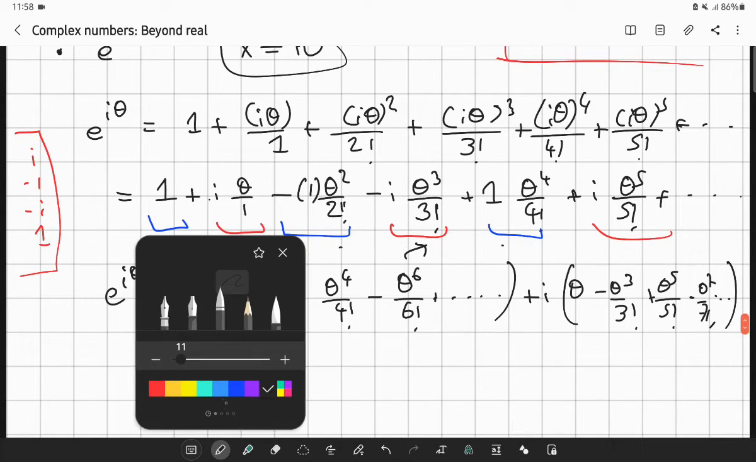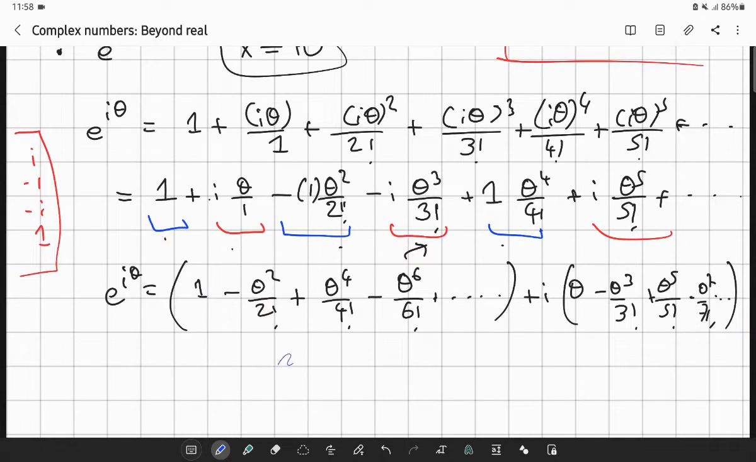Okay, now if you remember your calculus 2 lectures or the material, you know that this is the Taylor expansion of cosine theta. And this is the Taylor expansion. Let's make this red, to be consistent.